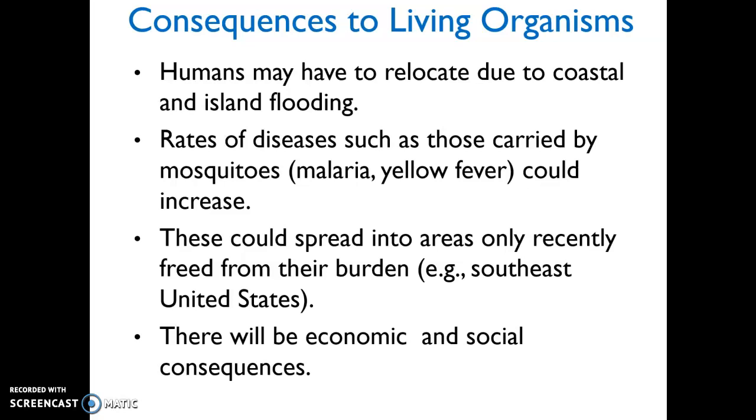There was one more slide on consequences to living organisms that I didn't realize was there, so let's look at that now. Some of the consequences to humans include the fact that many humans may have to relocate due to coastal and island flooding or due to contamination or saltwater intrusion of their drinking water. Second, the rates of diseases, such as those carried by mosquitoes, such as malaria and yellow fever, could increase, and we are starting to see that because these diseases are moving into our climate now that they're warmer, or moving up mountains.